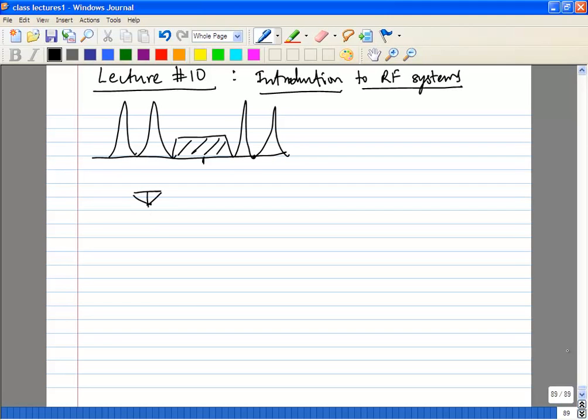So your typical receiver would look like this. You have your antenna, and then first you want a band pass filter, because you want to get rid of junk outside your band.